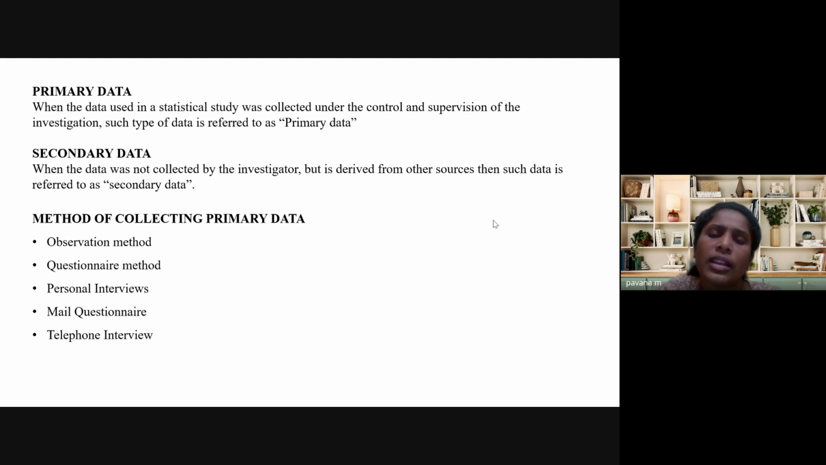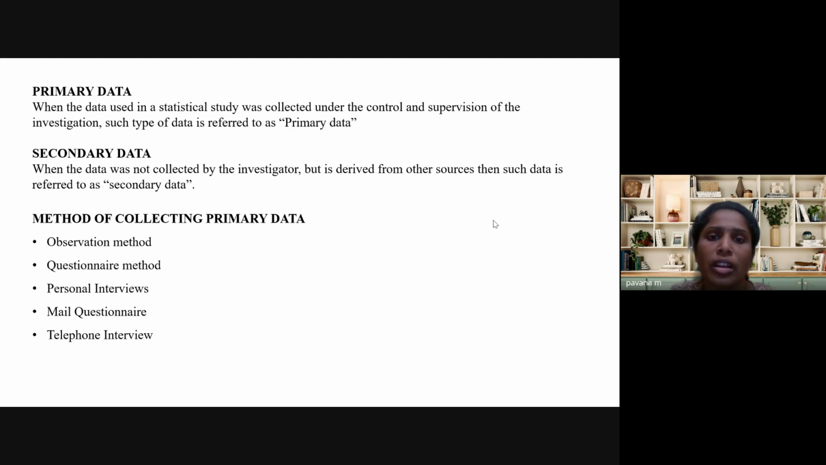So how can you collect this primary data? For collecting primary data, we have some methods. What are the methods? Observation method, questionnaire method, personal interviews, mail questionnaire, and telephone interviews. So, observation method. Observation method means you have to observe a particular person or the situation where you want to collect the data. Through the observation, you will collect the data. That type of method is called observation method.